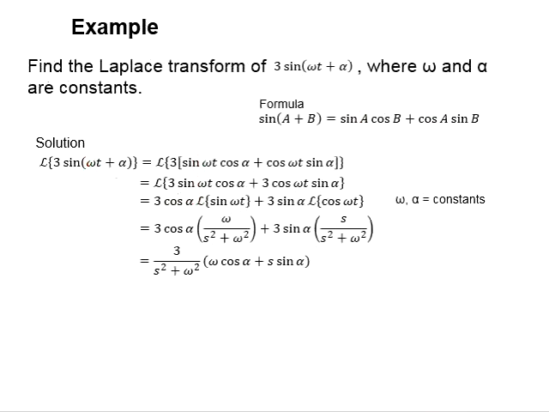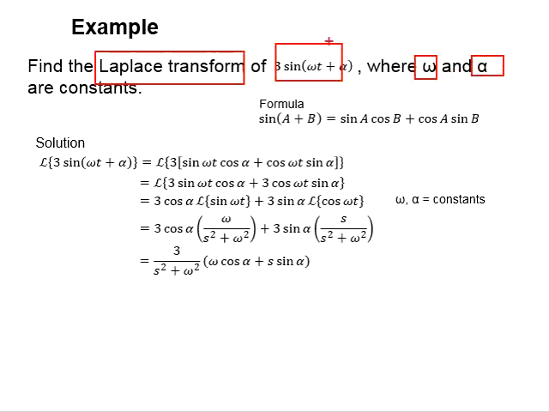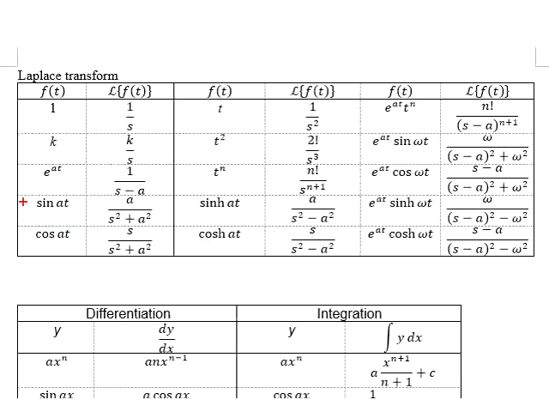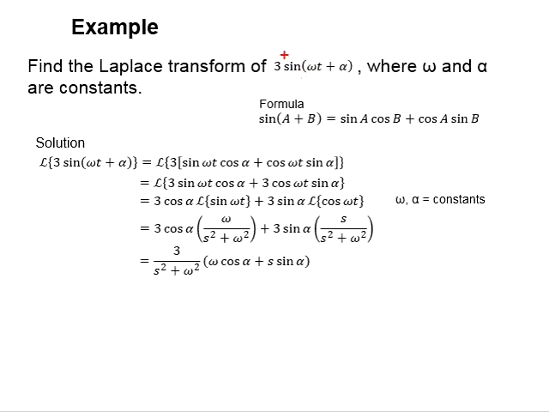Let us try another example. You are asked to find the Laplace transform of these functions where omega and alpha are constants. Referring to the formulas of Laplace transform, you find that the formulas cannot be used to resolve this. There is no t behind the alpha. The formula can only resolve sine omega t, but is unable to resolve sine omega t plus alpha.